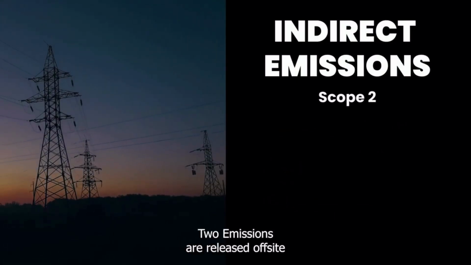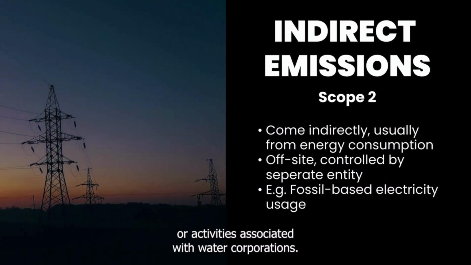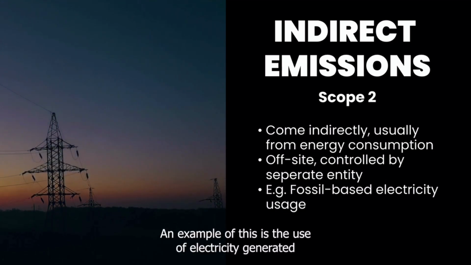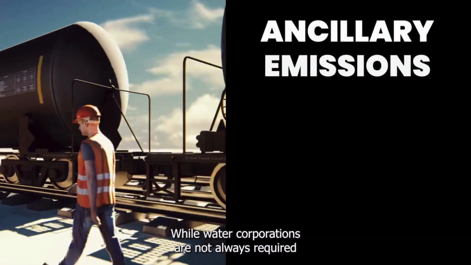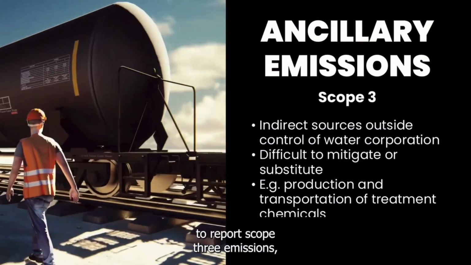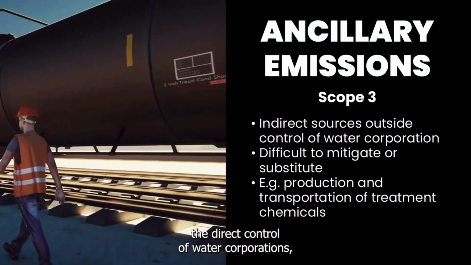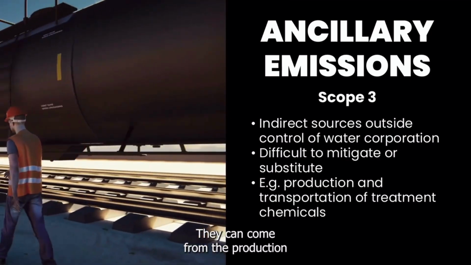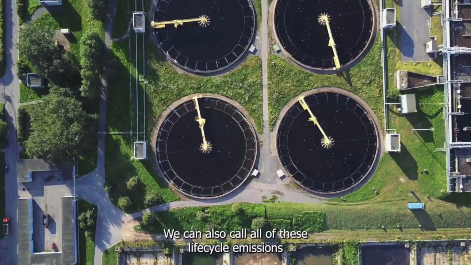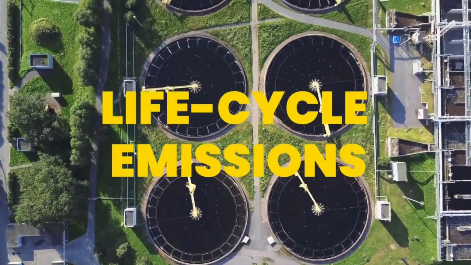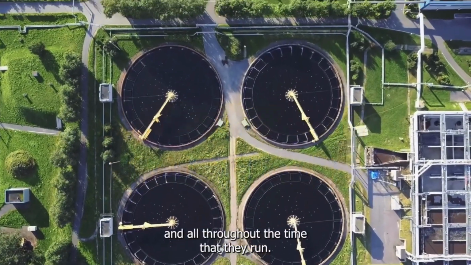Indirect, or Scope 2 emissions, are released off-site or by another entity due to actions or activities associated with water corporations. An example of this is the use of electricity generated from the burning of fossil fuels in order to run plant processes. While water corporations are not always required to report Scope 3 emissions, which come from indirect sources that are typically outside the direct control of water corporations, they're still important to consider. They can come from the production and transportation of chemicals and materials used in treatment, for instance. Cumulatively, we can also call all of these life cycle emissions, since they contribute to the greenhouse gas profile of water facilities from the time that they are created and all throughout the time that they run.